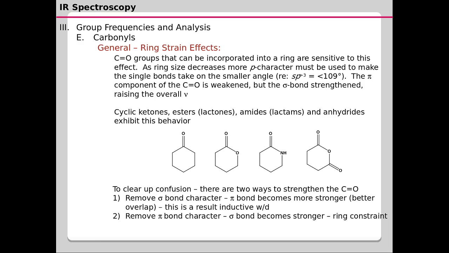Then the ring strain effect. Here, for example, the carbonyl functional group may be part of a ring. If you take a cyclic ketone such as cyclohexanone, then we have seen this process before in the case of exocyclic double bonds connected to cyclic ring systems, such as cyclohexane, cyclopropane, cyclobutane, then cyclopentane, etc.